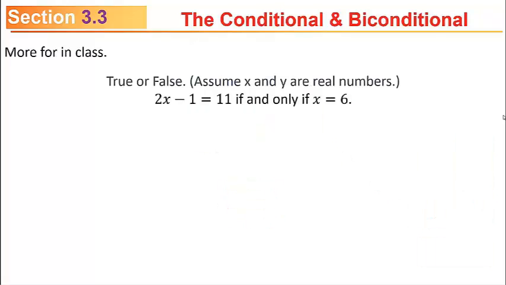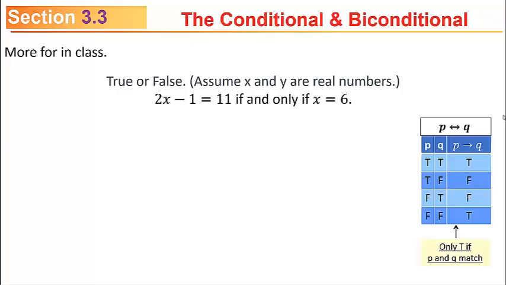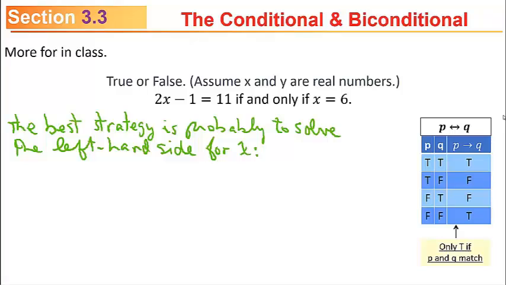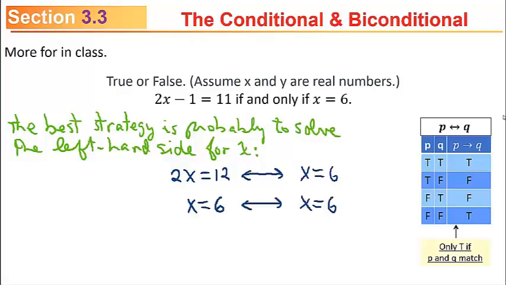Another example. This one has a little twist to it. True or false, assuming x and y are real numbers, 2x minus 1 is equal to 11 if and only if x is equal to 6. Now this is still a biconditional, but the best strategy when you have variables in these things is probably to go ahead and solve for x when they're not solved for x. So I would say take that 2x minus 1 is equal to 11 and add 1 to both sides and divide by 2, and you end up with x equals 6 if and only if x equals 6.